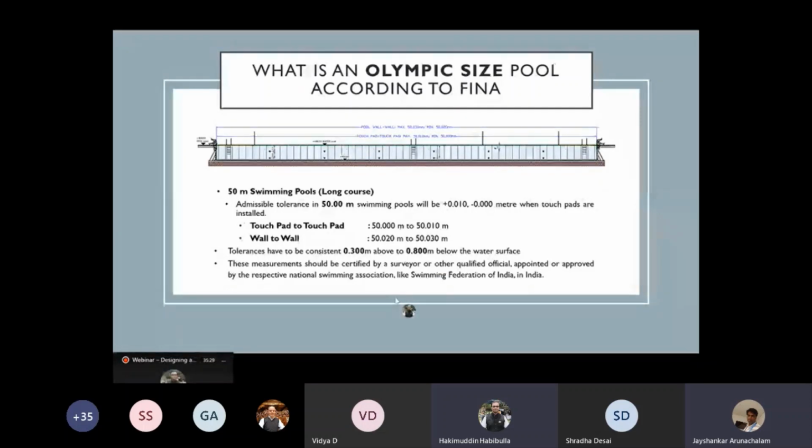In the past, many have asked us how a swimming pool gets certified by FINA. For those who may be interested, FINA defines that it needs to be certified by a surveyor or a qualified official appointed or approved by the National Swimming Federation. In our case, in India, it will be the Swimming Federation of India.